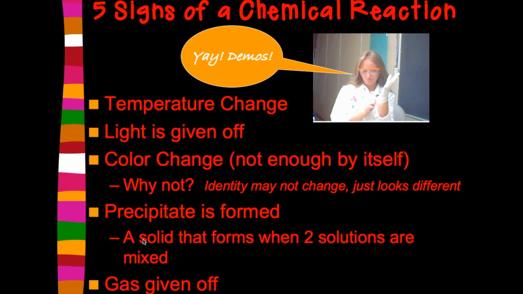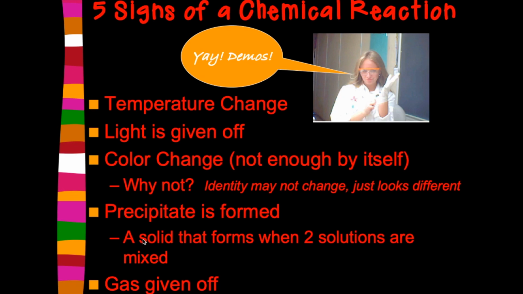And then gas given off. So anytime you see bubbles or you hear fizzing or you smell a smell that wasn't there before, that's gas given off. And it's because the new identity has a scent or has a state of matter that was different than what you started with. So new identities. So these 5 signs of a chemical reaction are something that I want you to remember not just during this unit, but moving forward.